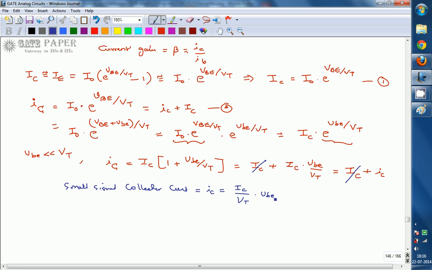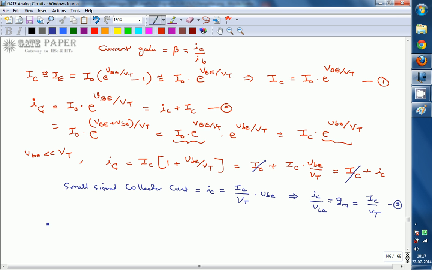And generally this is one equation. From this one you can write it as ic divided by vbe, that is small signal collector current by small signal base to emitter voltage, which is nothing but output current divided by input voltage, which is transconductance. It can be defined as GM. So GM is equal to IC by VT, which is the third equation. GM is equal to IC by VT.